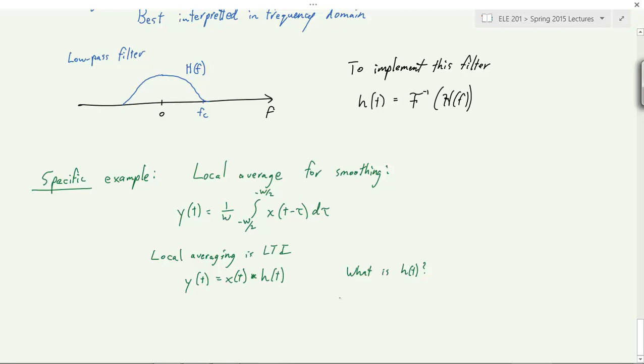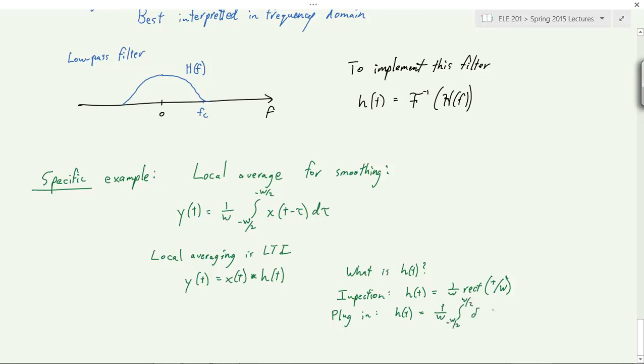When you're familiar with convolution, you might be able to notice by inspection that the impulse response is 1 over w times a rect function of width w. But even without that intuition, you always have a plug-in method to figure out the impulse response, because by definition, the impulse response is what comes out when you put a delta function into your system.